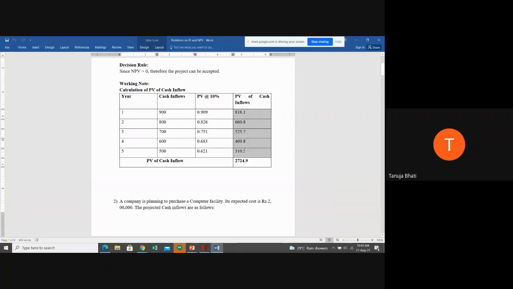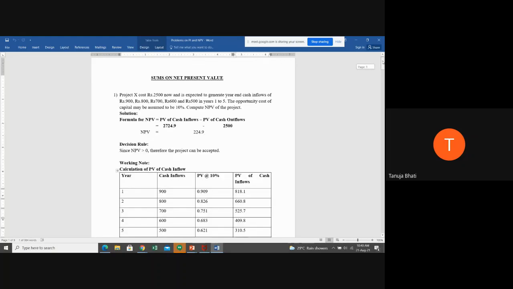Take the total of this, you will get the PV of cash inflows, which is 2724.9. This figure we have to write in our main answer. So PV of cash inflows is 2724.9. Take the difference, you will get NPV. Now students, is NPV greater than 0? Did you get your answer more than 0? Yes. What is the decision that I'm supposed to make?